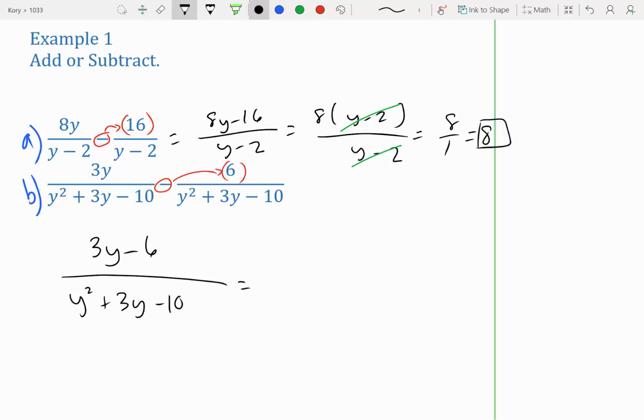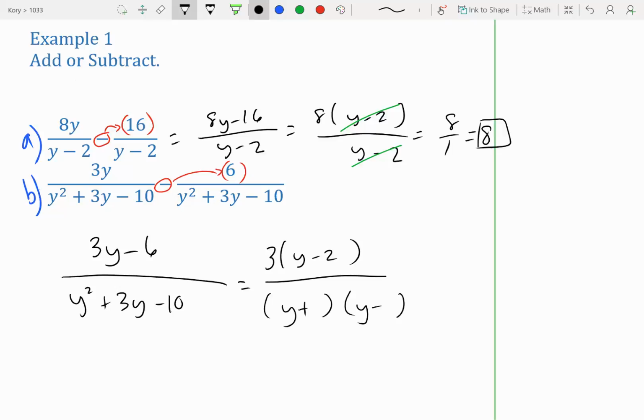So the top, we take 3 out. We're left with y minus 2. And on the bottom, we can factor that. Different signs. We can go ahead and put y and y. And we need two numbers that subtract to 3 and multiply to 10. That's 5 and 2.